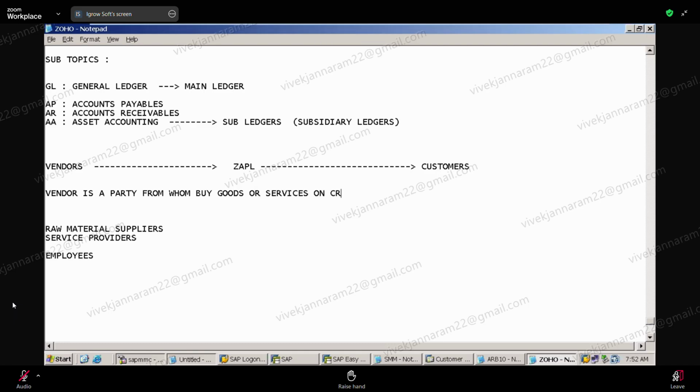On credit. So if we are buying for cash, why would a vendor come in? A vendor comes when you are buying on credit. Correct? A credit transaction. These days, are there any cash transactions? Companies are not carrying bundles of cash, giving cash and taking the product. Here, 99, 100%, all the transactions are credit transactions.